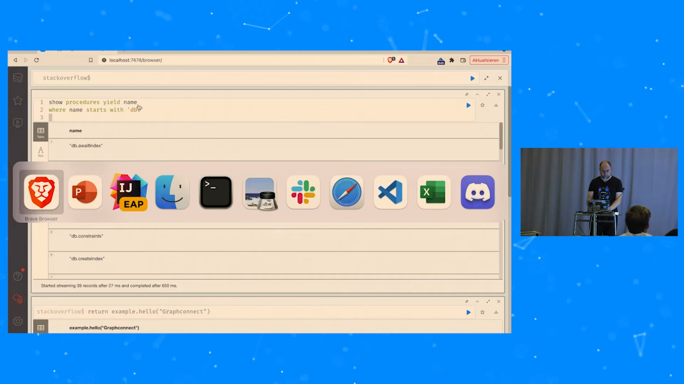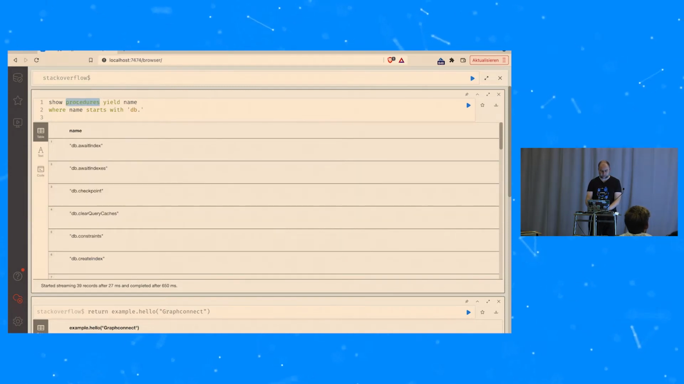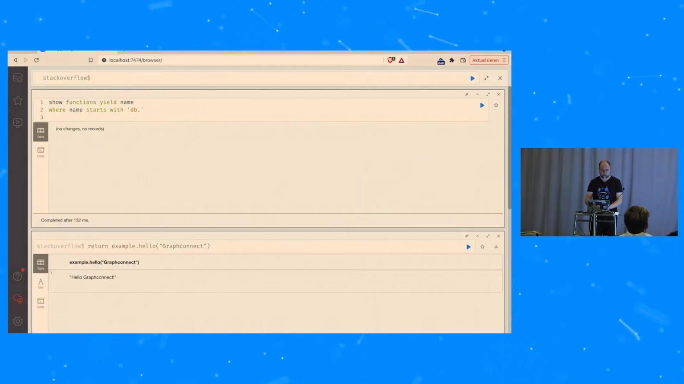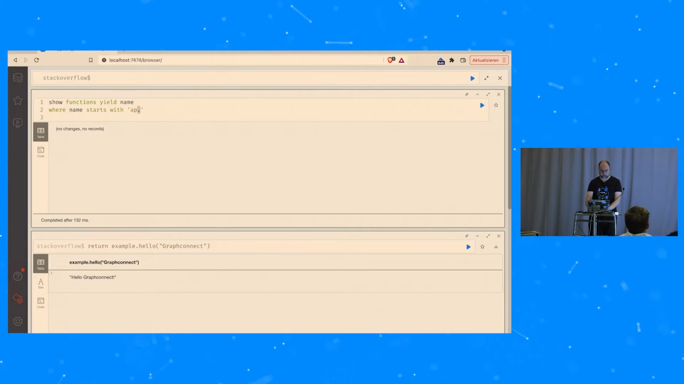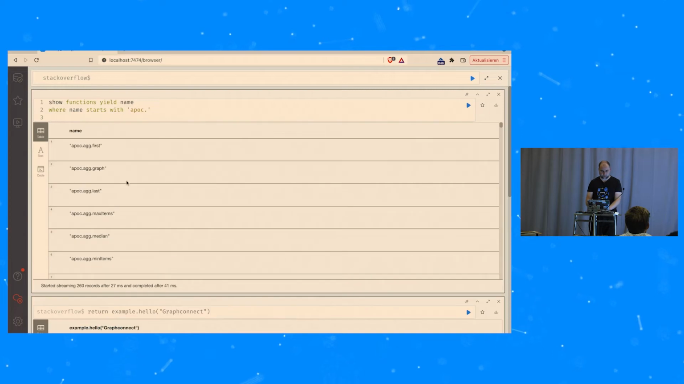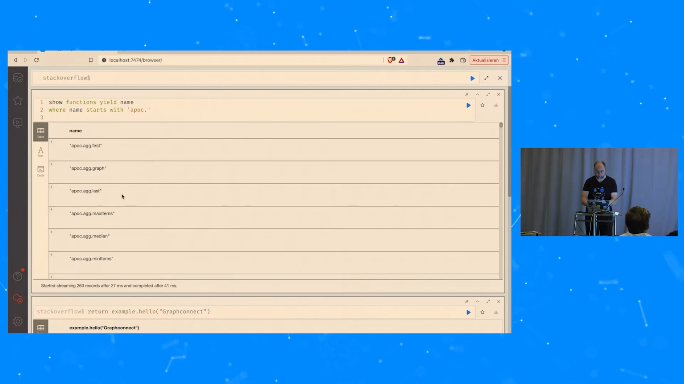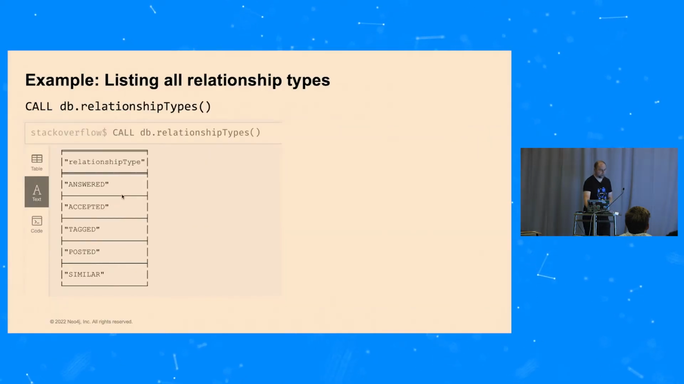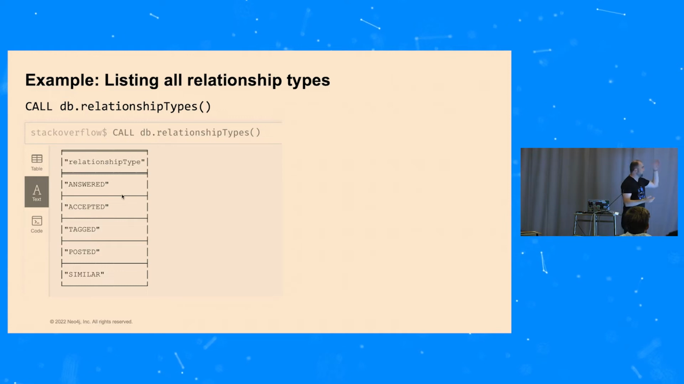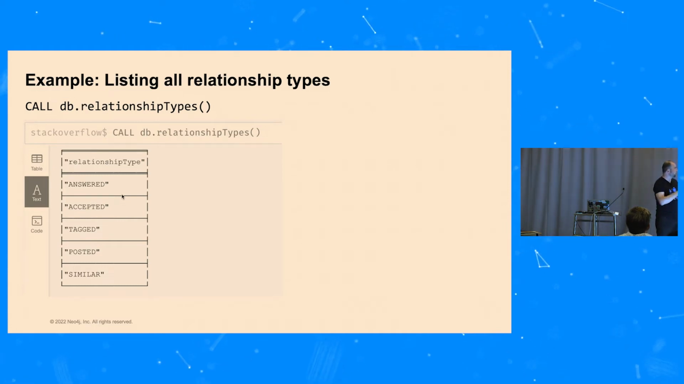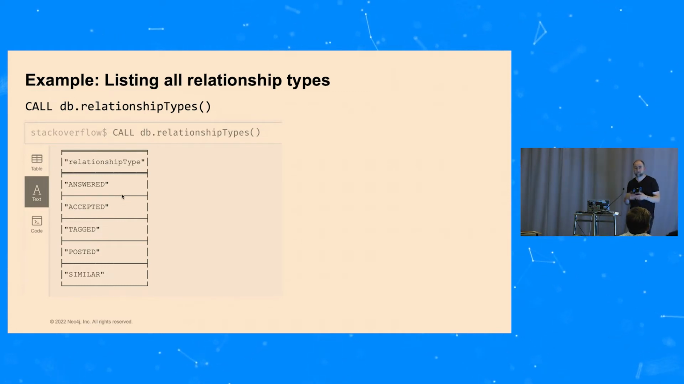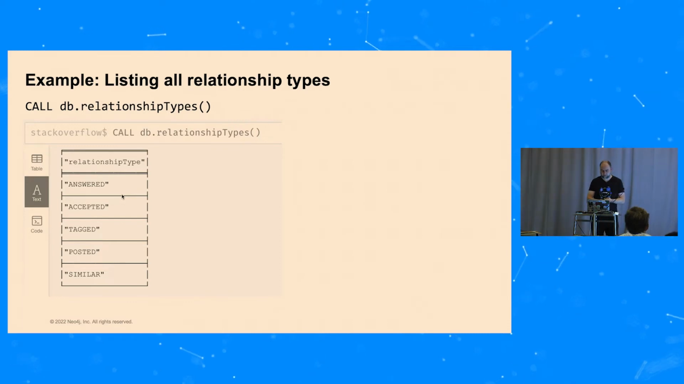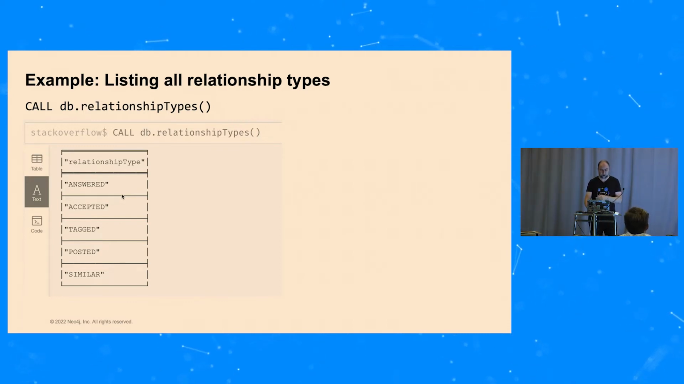So there's show procedures and there's also show functions, which shows user-defined functions and aggregation functions. And for instance, we see that there are 260 APOC functions in this database. I'll talk about the difference between functions and procedures in a second. And to use a procedure, you just prepend it with call, procedure name, and then parentheses, and then you're good to go. So that's really straightforward. But there's actually more happening behind the scenes.